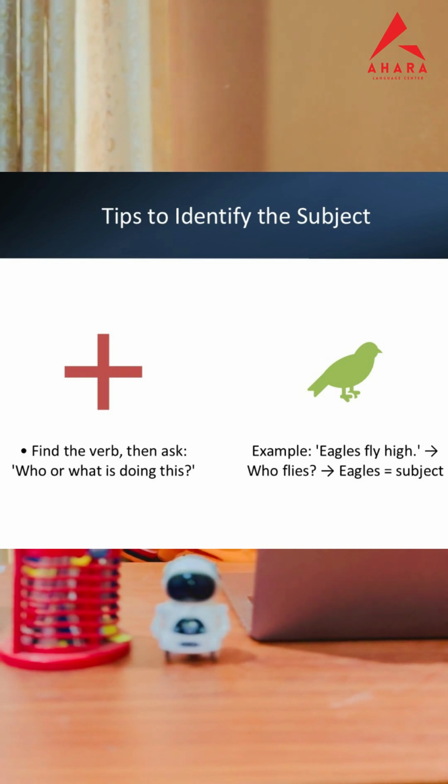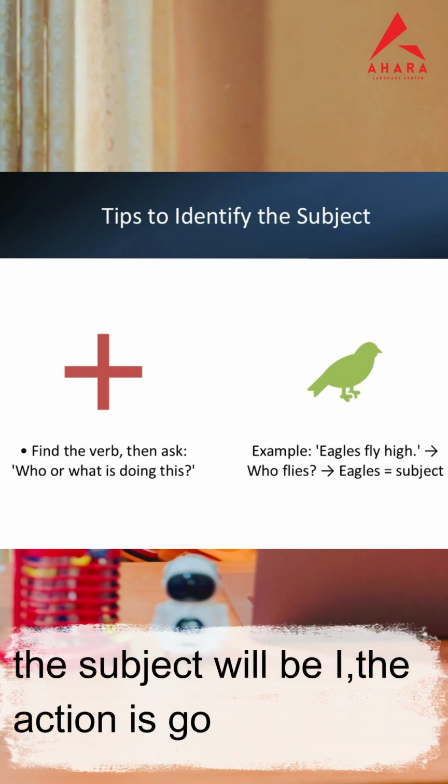Let's take the example which we took before. I go to school. Then we have to raise the question, who or what. In this situation, we will use who, I. So the subject will be I. Then the action is go. So that is the verb. Just keep it in mind, children. We will be learning that a little bit deeper in the upcoming videos. Let's go through one by one.